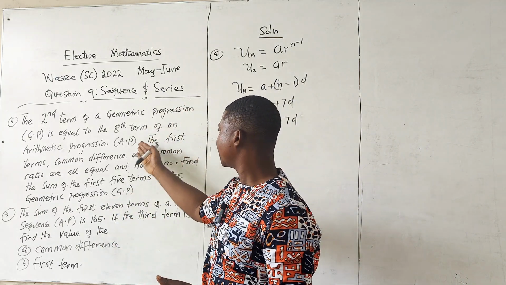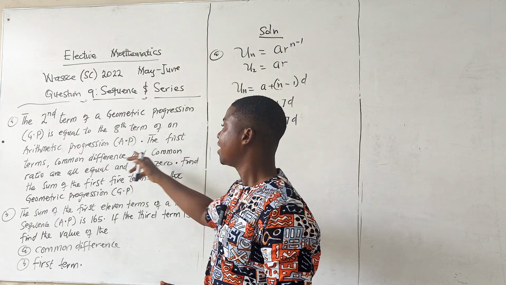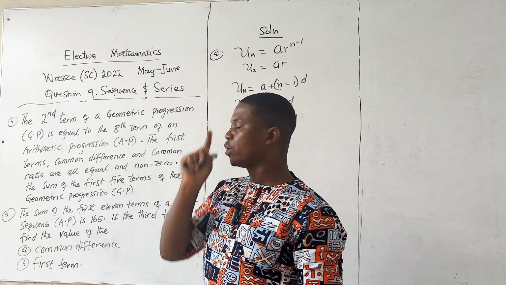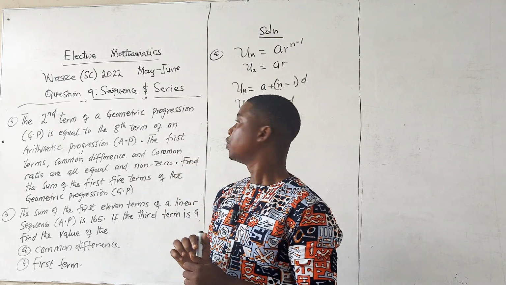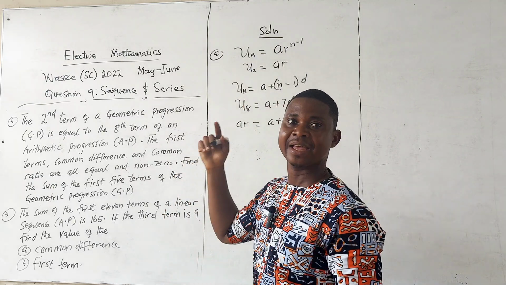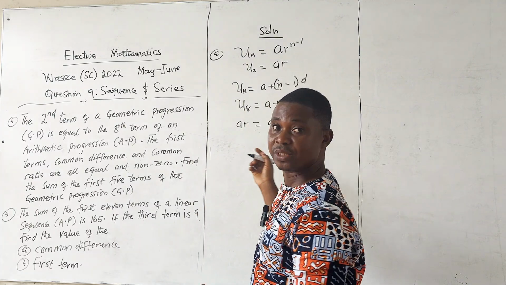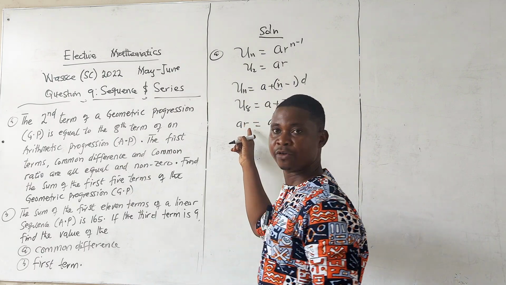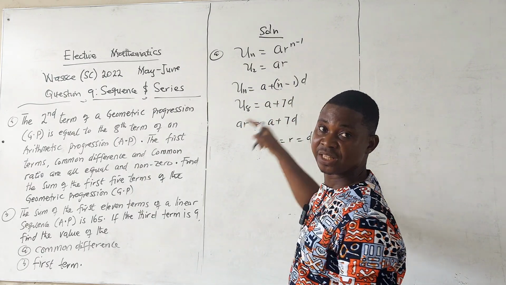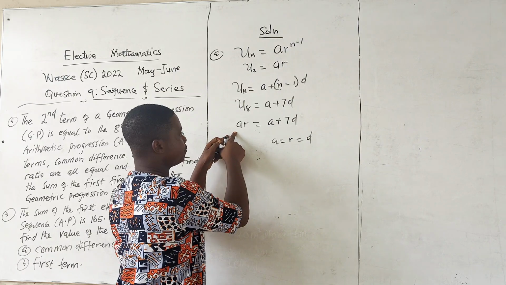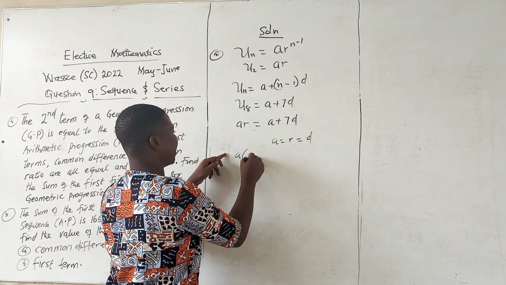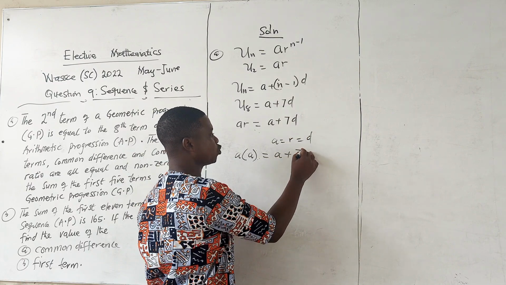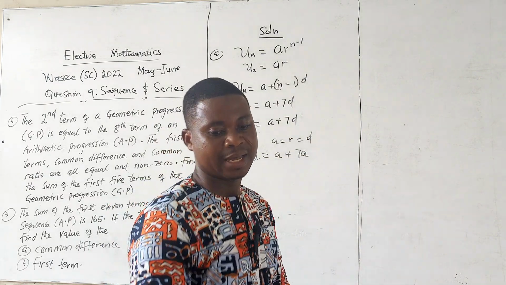But the question says that the first term, which is A, the common difference, which is D, and the common ratio, which is R, are all equal. So we can say that A is equal to R, equal to D. Wherever you see R, you can put A there, and wherever you see D, you can put A there. So we substitute into this equation: A multiplying another A, because our R is A, is equal to A plus 7, and our D is also A.